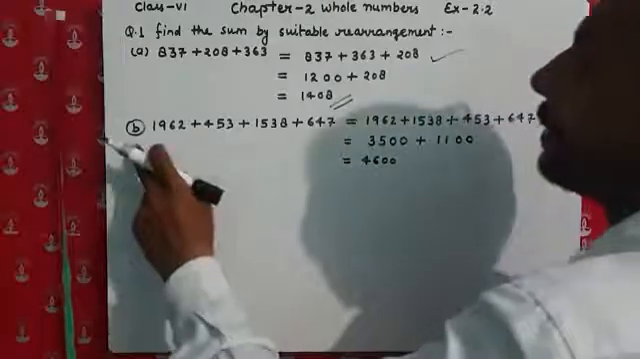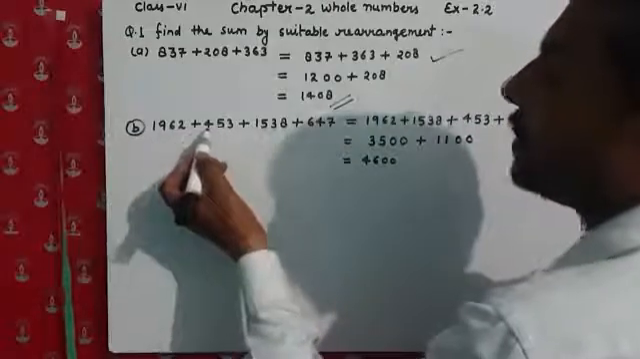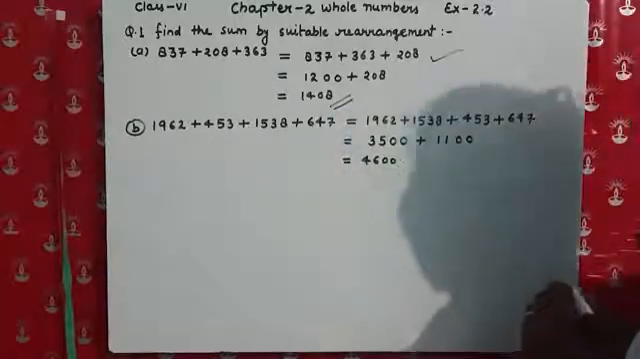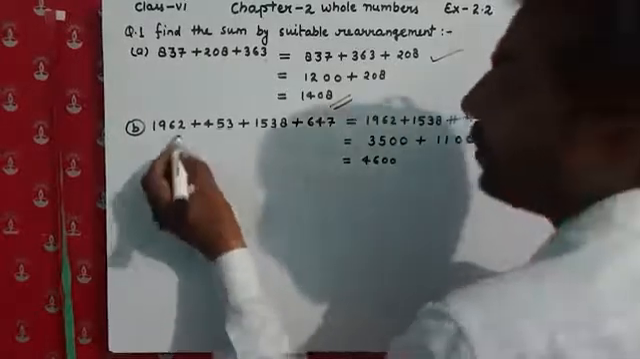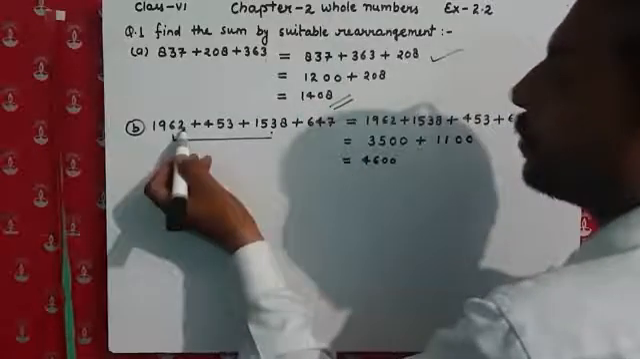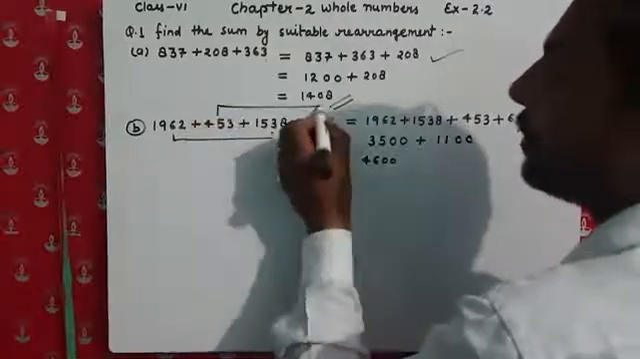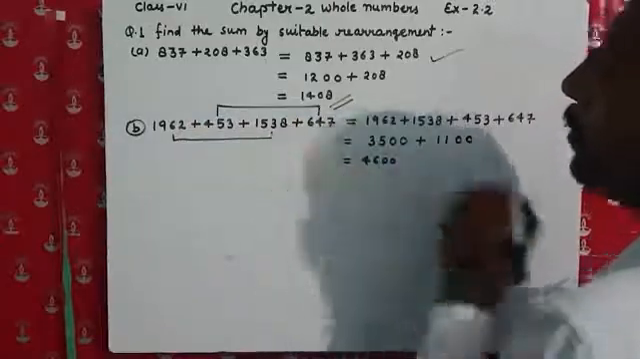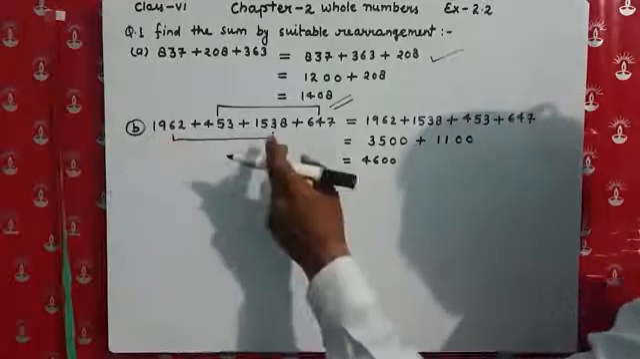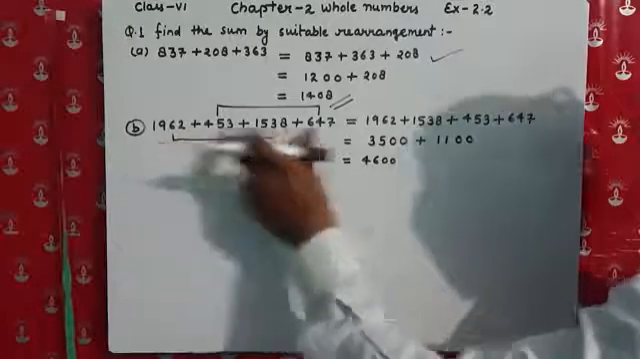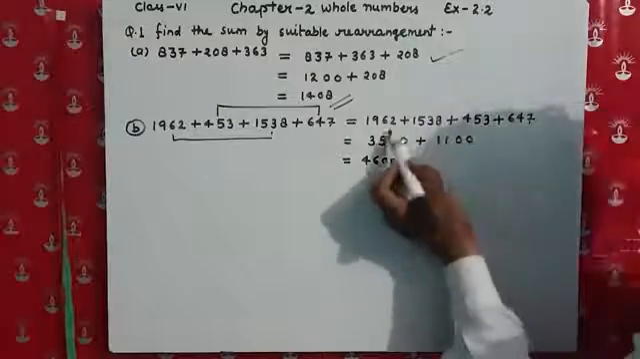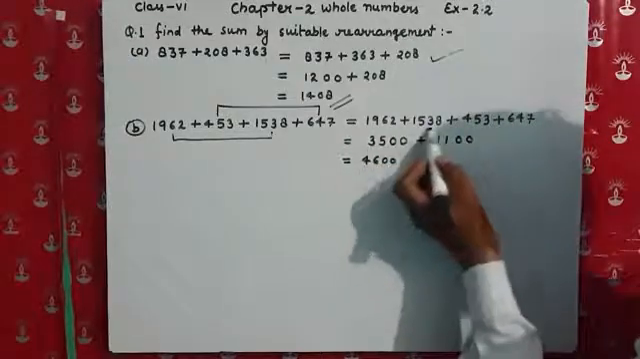Now going to the B part. Here 1962 plus 453 plus 1538 plus 647. What are we going to arrange? We are going to put these two numbers together because 8 plus 2 is 10, and these two numbers together because 7 plus 3 gives 10. After this arrangement, these two numbers are together and these two numbers are together. Now after adding, 8 plus 2 is 10, so 0 and 1 carry over. 6 plus 3 is 9, plus 1 is 10.